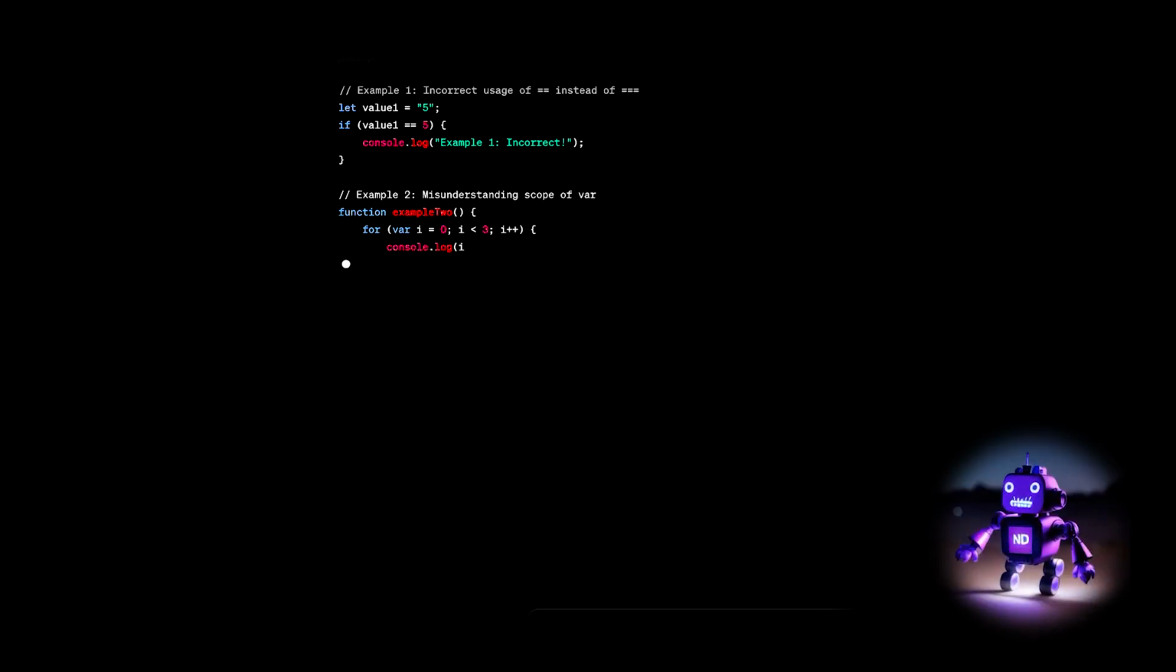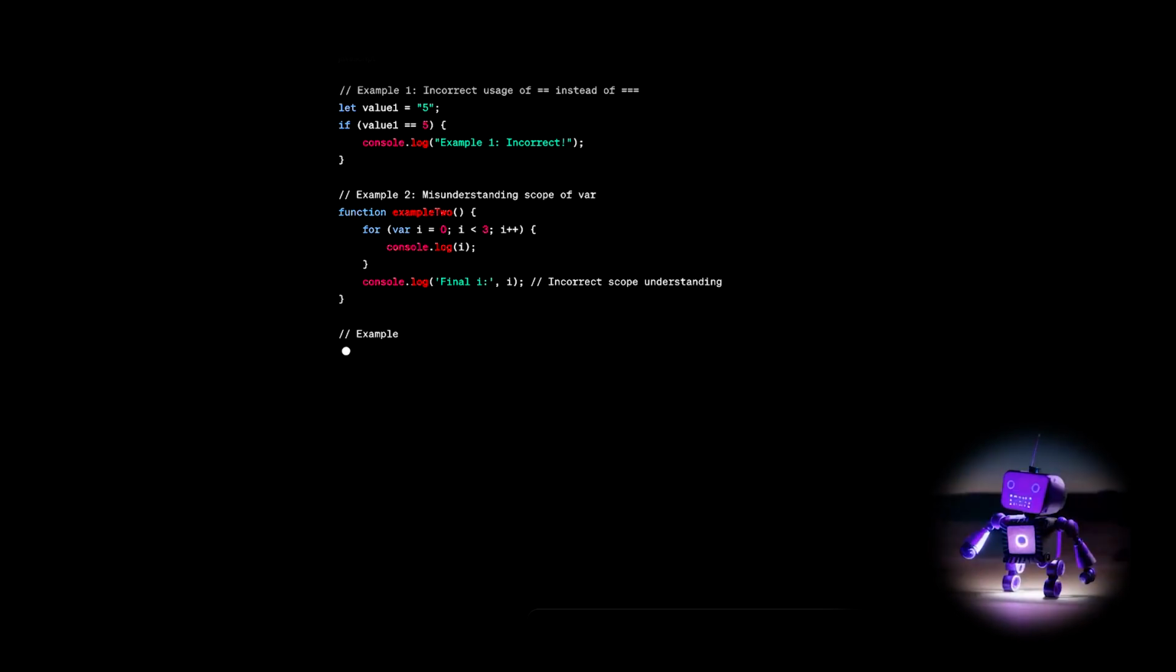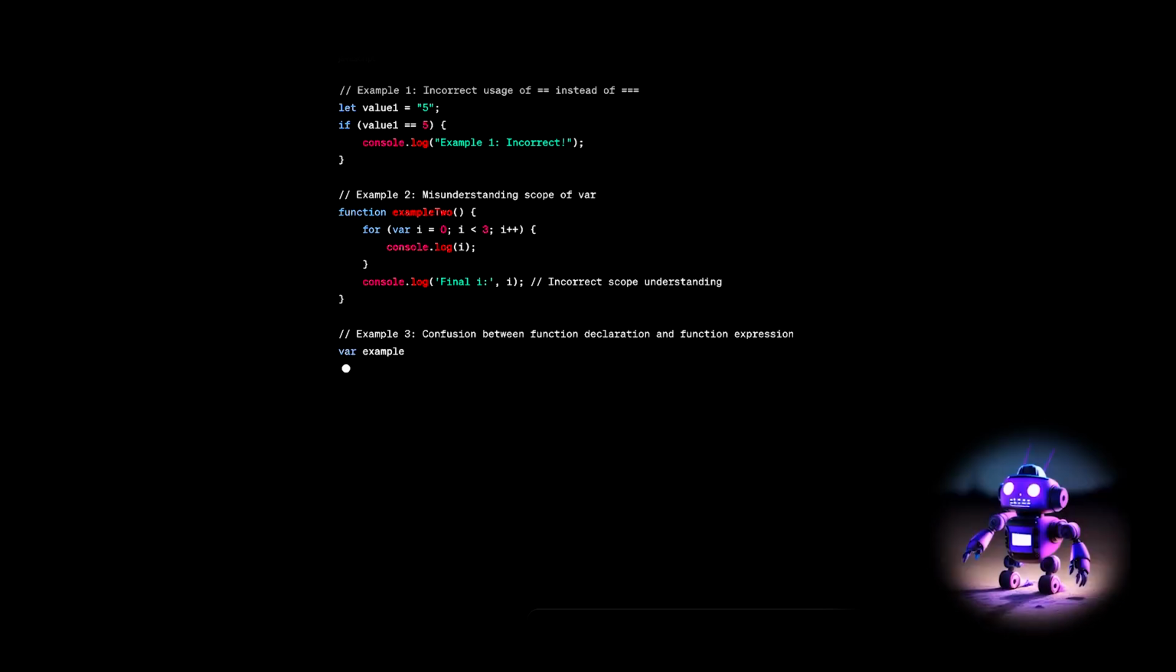In the second example, the mistake lies in misunderstanding the scope of var. Variables declared with var are function scoped, not block scoped, which is contrary to let and const that are block scoped. This means that the variable i declared in the for loop is accessible outside of the loop. This is a common source of errors and confusion, especially when coming from other languages with different scoping rules.